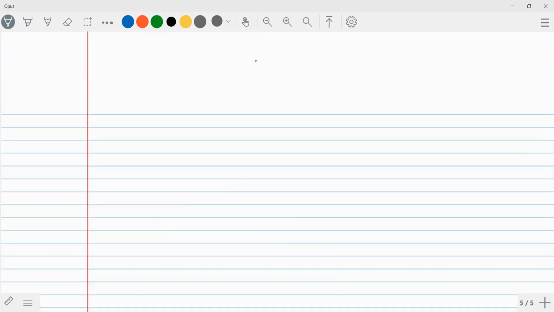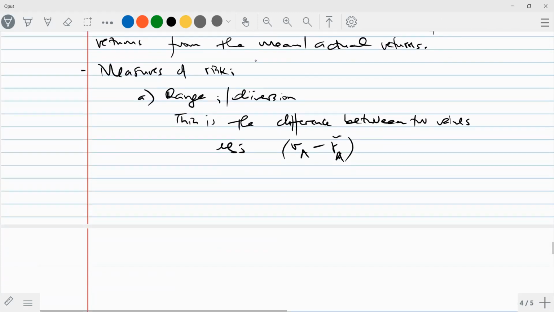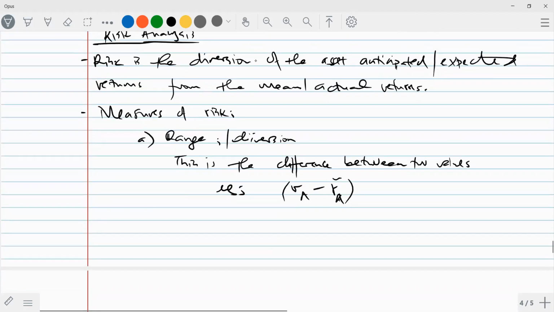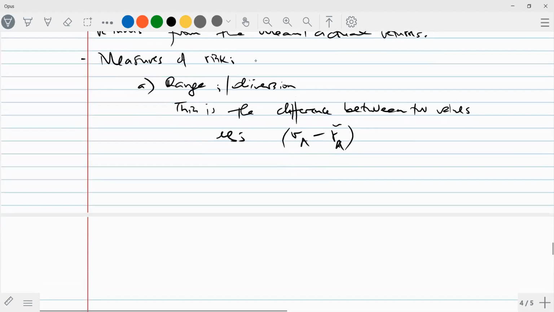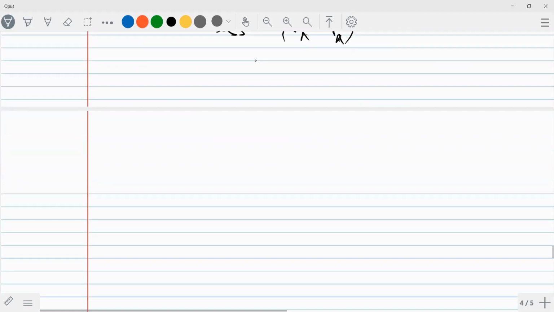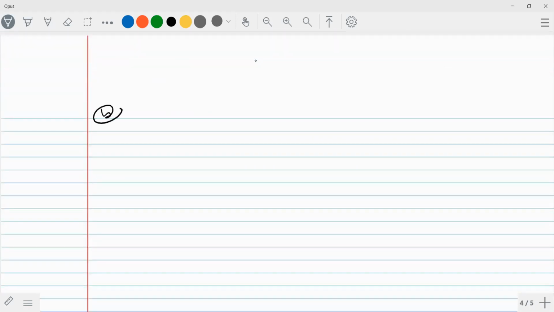Okay, so we can have B. That was on measure one, the first measure of risk. Then we can also have, I want to use B, the use of variance as a measure of risk. Now, what's variance?